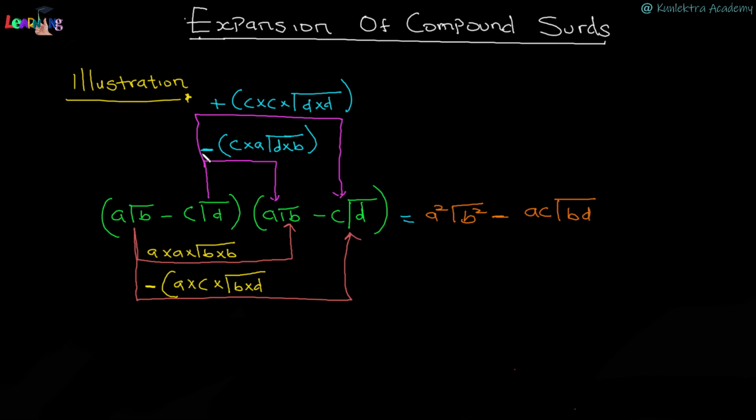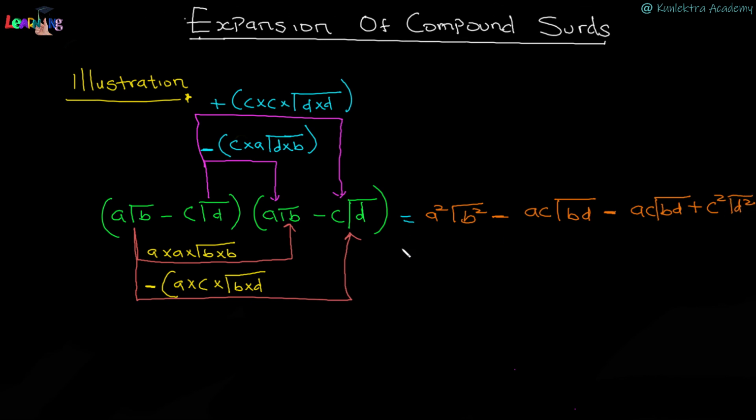Third one has minus here. You have your minus, c times a, you can still call it ac, irrespective of the arrangement. B times d, you can call it bd for uniformity. Now the last one is plus. You put your plus, positive sign. C times c is c square. Then d times d is d square.